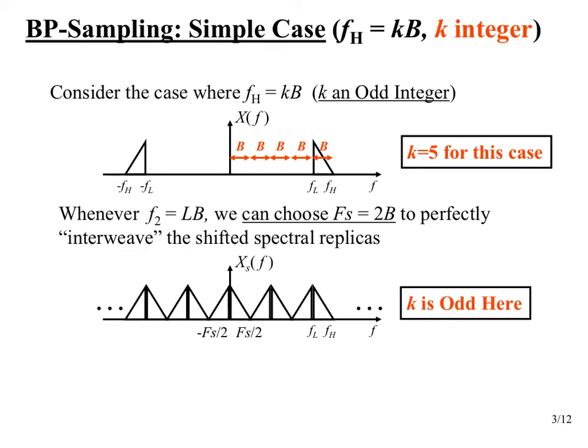Let's look at a couple specific cases. So that was one very specific case, but now just look at where FH is equal to K times B, where K is an odd integer. And since FL is just 1B below FH, we know that FL will be equal to K minus 1 times B, and K minus 1 in this case would be even.